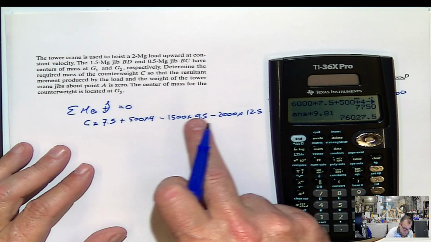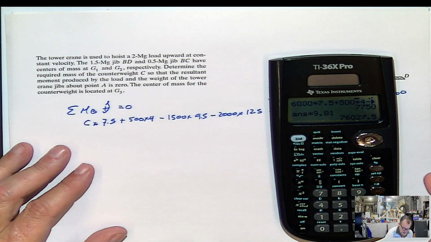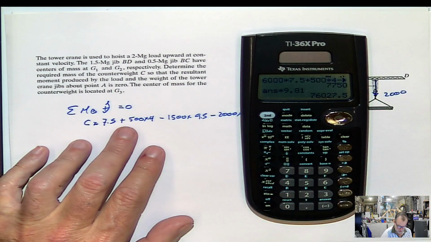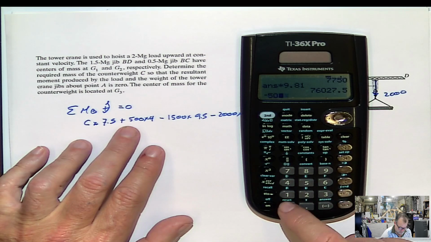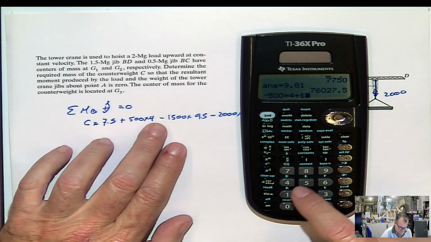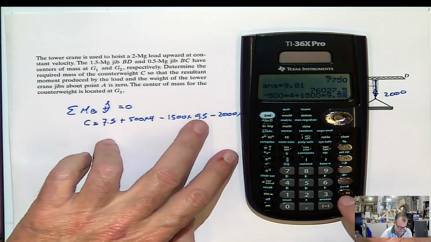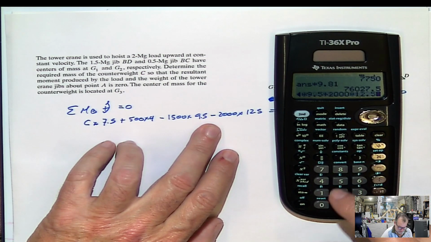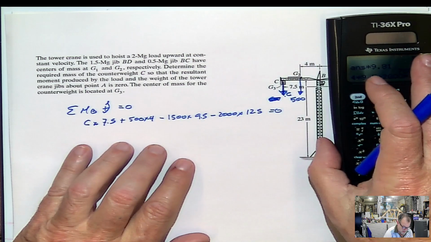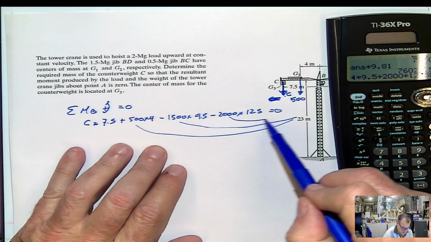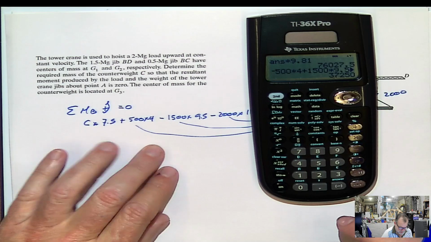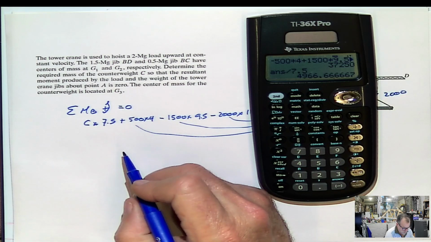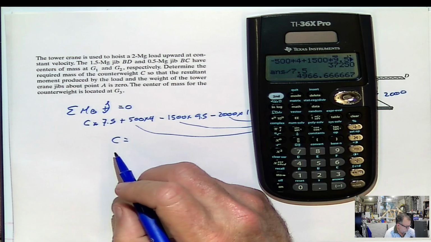So I'm going to add all of these numbers, change the sign, pass it to the other side, and divide by 7.5. So I'm going to change the signs one by one. I'm going to put negative 500 times 4 plus 1500 times 9.5 plus 2000 times 12.5. Remember, I'm changing the sign because I'm just getting each one of them to the other side of the equal sign, and divided by 7.5. And that, my friends, will be what? Is that the answer that we're looking for?